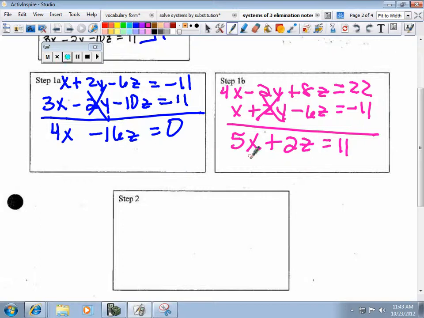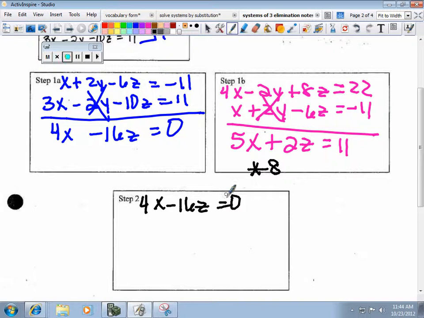We have two variables. We need to cancel something. You've got to choose. Do you want to cancel the x or the z? My suggestion on this one is to cancel your z because they're already opposite signs. If you will multiply this equation by 8, you'll have a positive 16z, which will cancel. So bring the first equation, 4x minus 16z equals 0.